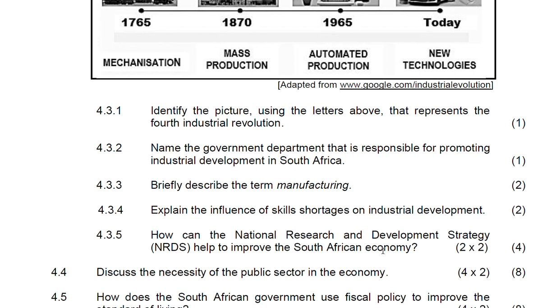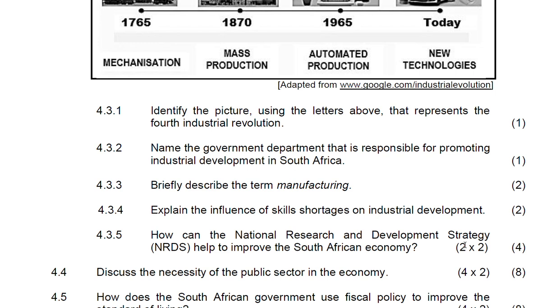So now let us unpack what is expected of you to respond in a question like this. First, you need to remember that you needed to provide 2 responses, because each response will get you 2 marks. So let us see now how you would have responded.